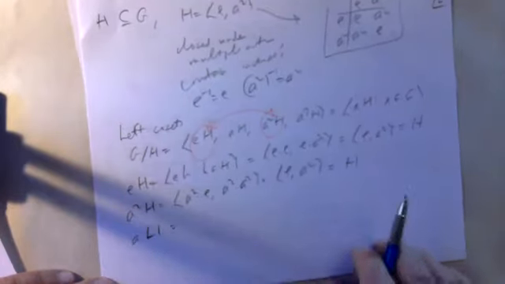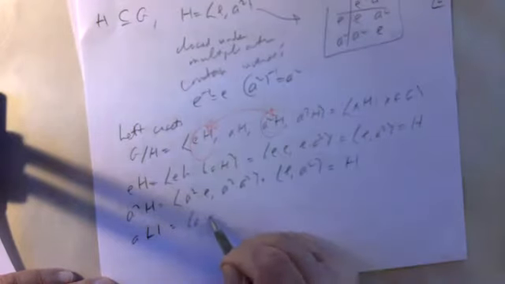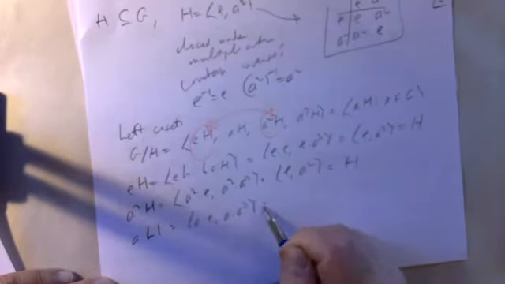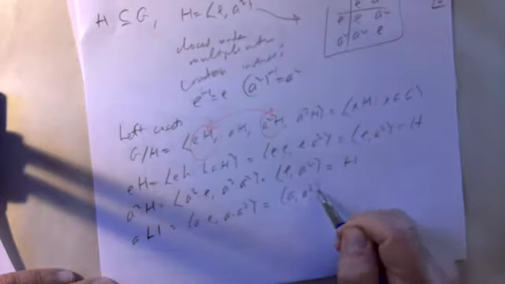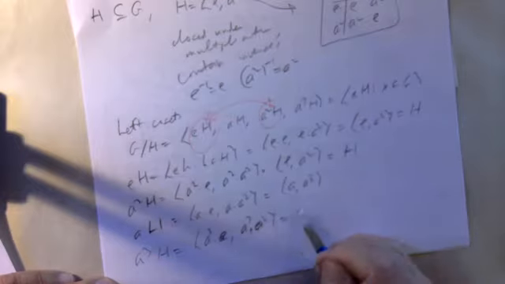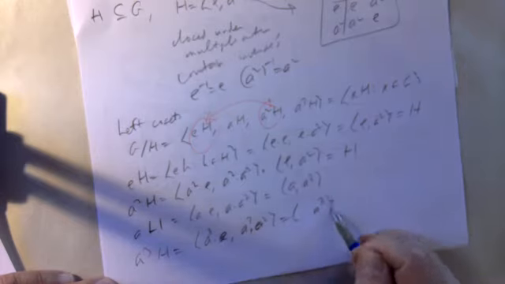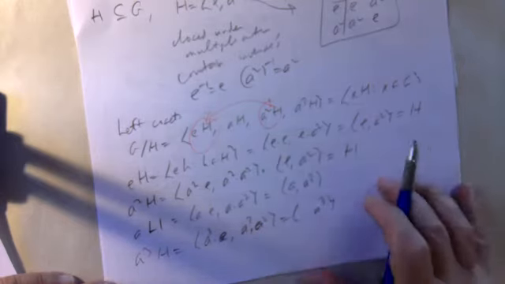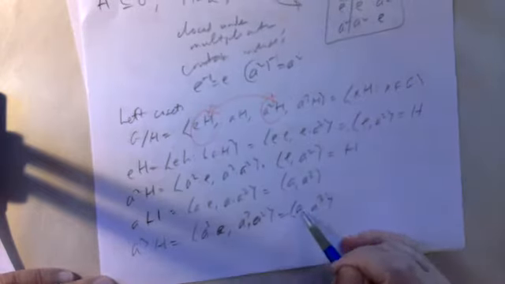What is the left coset A times H? This is A times E and A times A squared. That's A and A cubed. And what about A cubed times H? That's A cubed times E and A cubed times A squared. A cubed times E is A cubed. A cubed times A squared is A to the fifth, and A to the fifth is A. So these two are also equal.